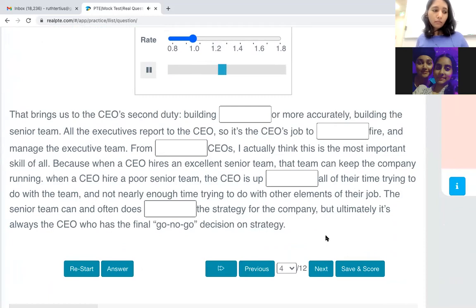Because when a CEO hires an excellent senior team, that team can keep the company running. When a CEO hires a poor senior team, the CEO is up spending all of their time trying to do with the team and not nearly enough time trying to do with other elements of their job. The senior team can, and often does, develop the strategy for the company, but ultimately, it's always the CEO who has the final go, no-go decision on strategy.